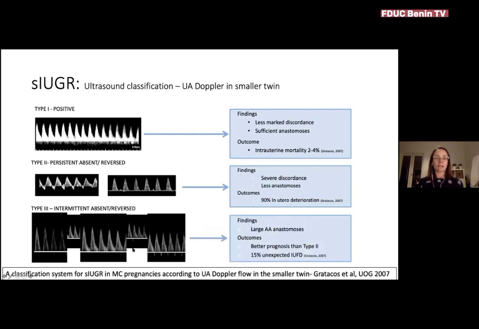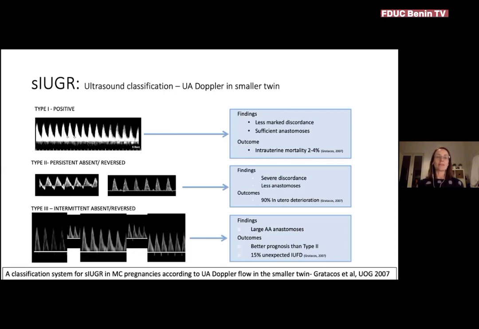And then type 3, which is the intermittent cyclical waveforms, is usually because of very large AA anastomoses, which often occur when the cord insertions are very close together. And there's a really large caliber AA anastomoses that allows a large transfer of blood volume between the twins.